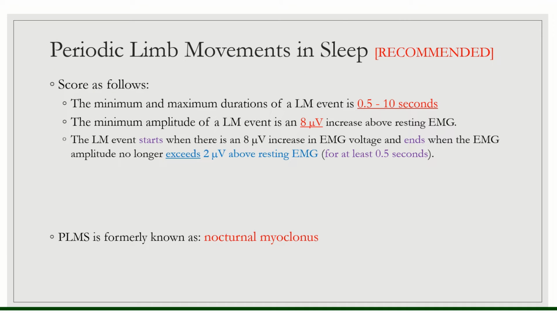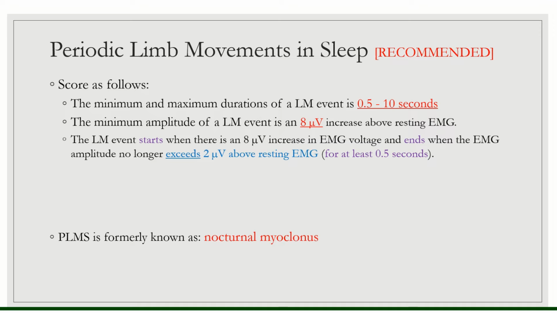All right, so periodic limb movements in sleep. It is recommended, that's why I have recommended in all red. It is recommended to score periodic limb movements in sleep. Okay, so we're going to score as follows. The minimum and maximum durations of a limb movement event is 0.5 to 10 seconds. Make sure that you know that.